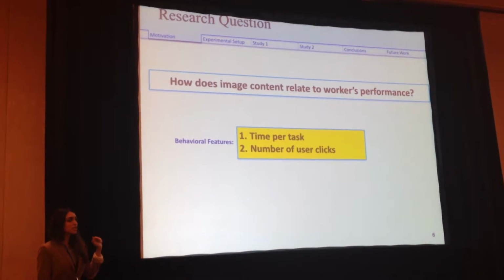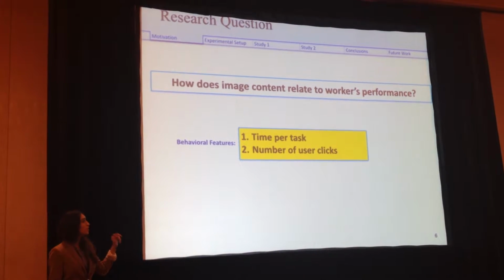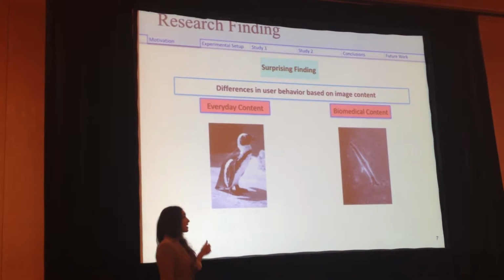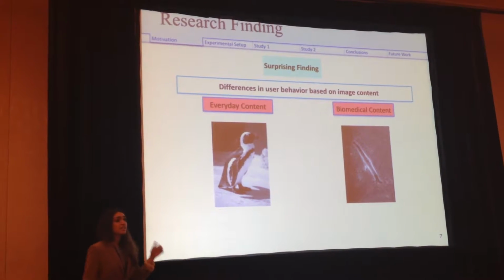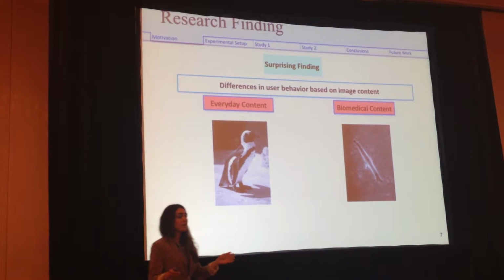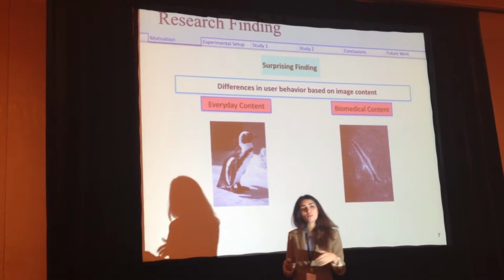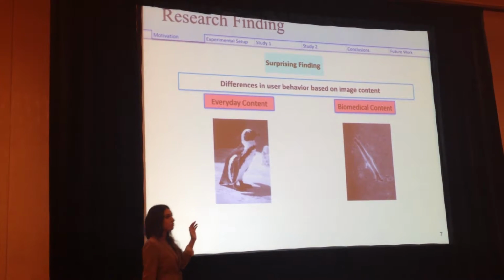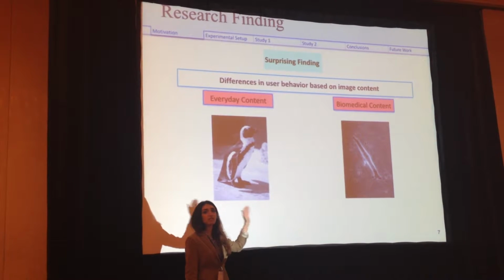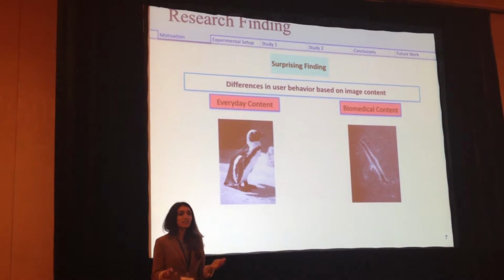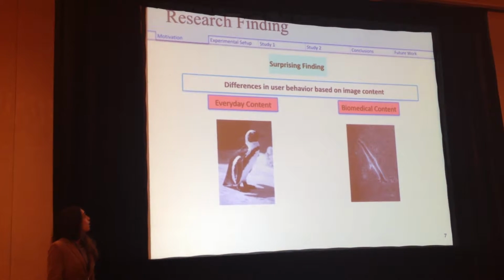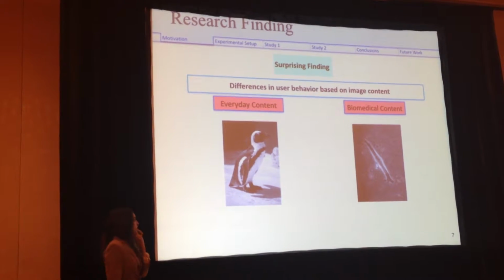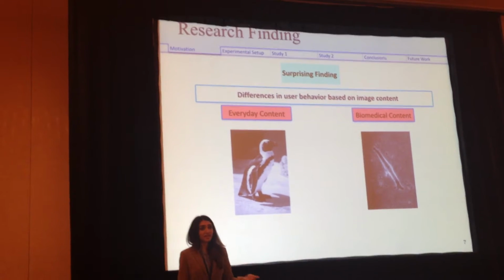As suggested in literature, we used the same behavioral features, time per task and number of user clicks. And at the end of our studies, we came up with this surprising finding that there is a difference in behavior of workers when they deal with different types of content. For example, when they deal with everyday content, their behavior might be totally different than when they deal with biomedical and medical content, which is less familiar to them. So with that, I will start talking about our experimental setup, and then I will talk about what we have observed and why we think we observed that.